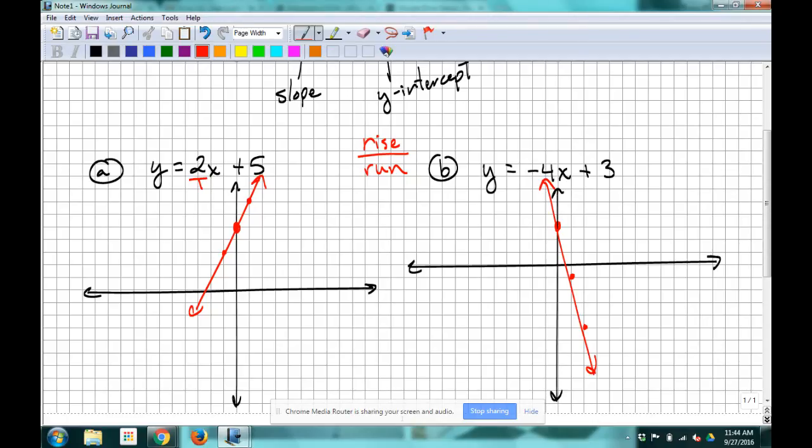Yeah, this number out here is going to be where you're going to start on the y-axis. So if it's a positive 3, we go to positive 3, and then you count your slope from that spot. Okay, always going to start at the y-intercept. Any other questions about these two? All right. Let's go to the next example.